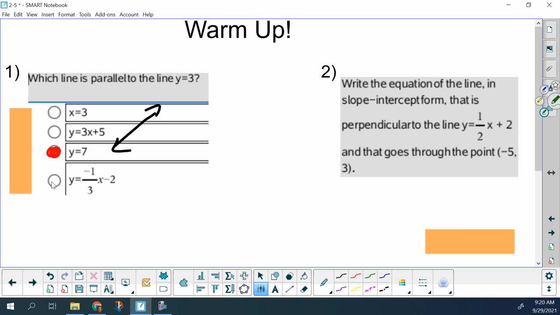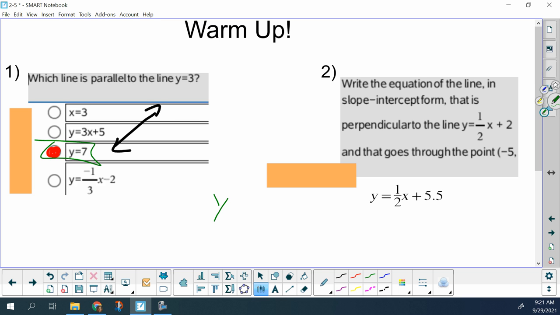Which one is perpendicular? Ivan? X equals. So I want another horizontal one. All right, 2. You should have come up with y equals 1 half x plus 5, if you had y minus 3 equals 1 half times x minus positive 5.